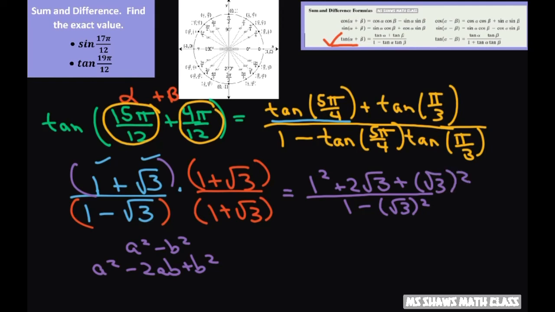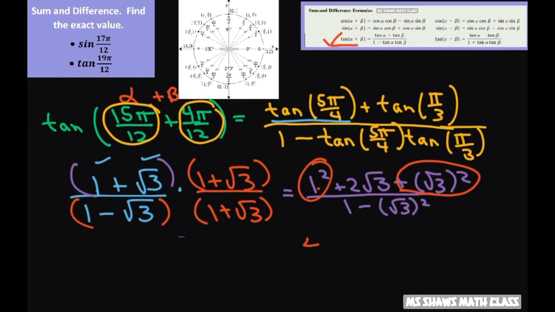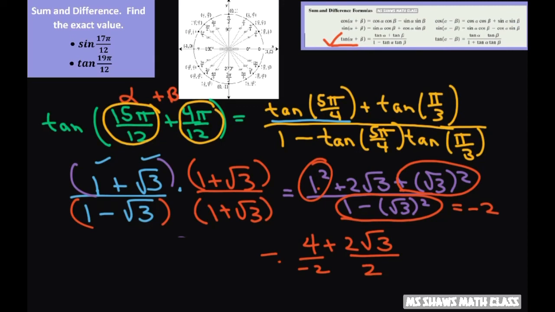All right, simplifying this, we're going to get 1, this is 3, so that's going to be 4 plus 2 square root of 3. This is 1 minus 3, which equals negative 2. So I'm going to put negative 2 under each piece. That gives us negative 2, minus square root of 3. So that's your final answer.